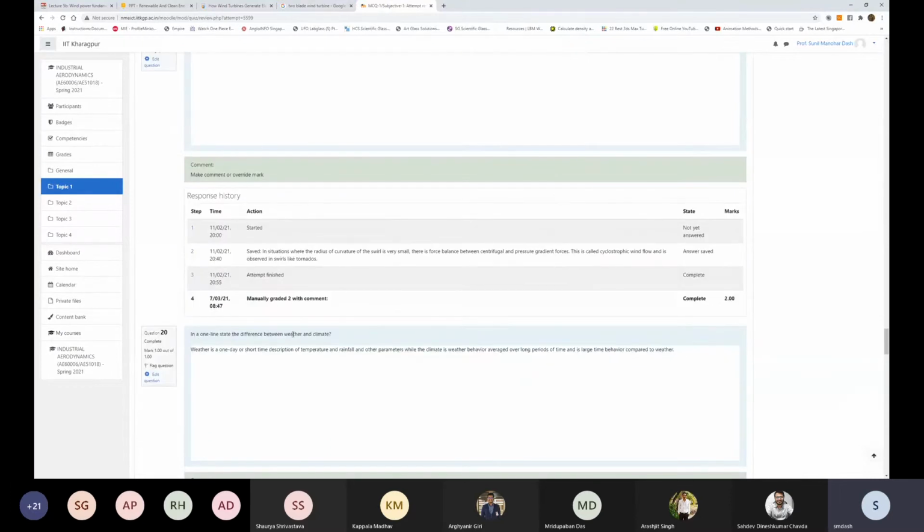In one line, state the difference between weather and climate. Weather is a short-term description of the atmosphere for various states, like this student has mentioned, temperature, rainfall, etc. Whereas climate is a long-term time average description of the atmosphere at a particular location, or the time average distribution of the weather in a particular location.